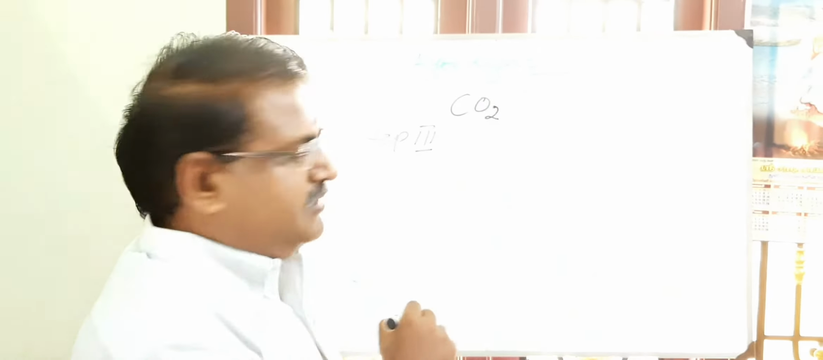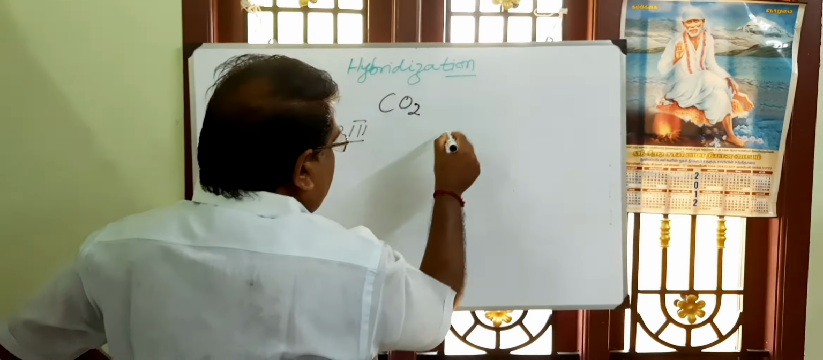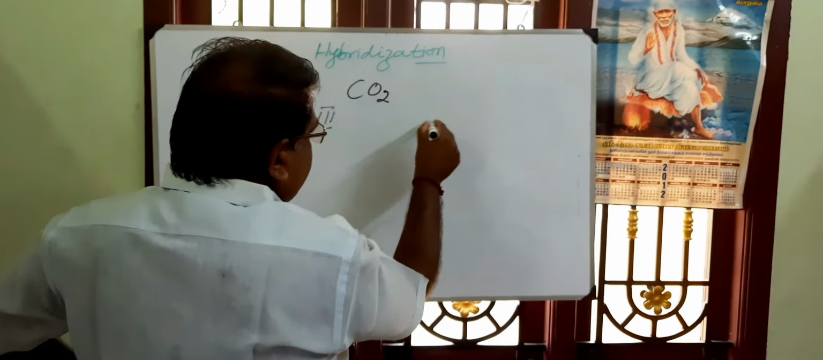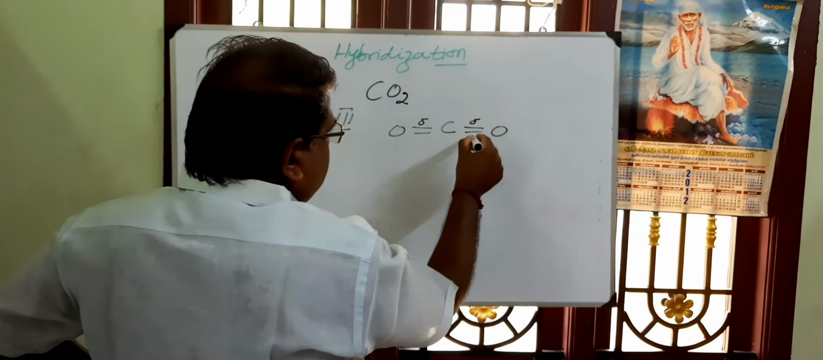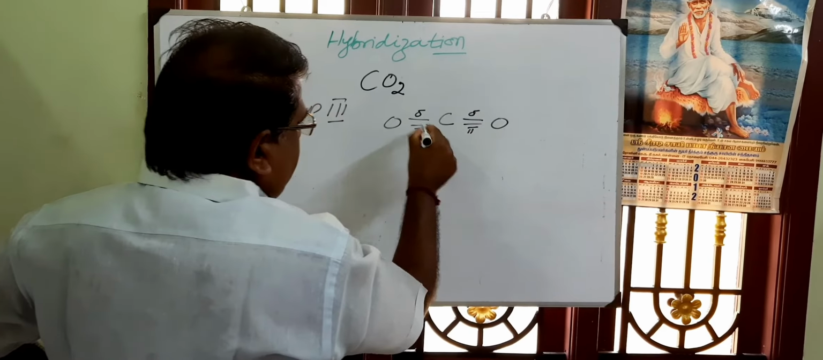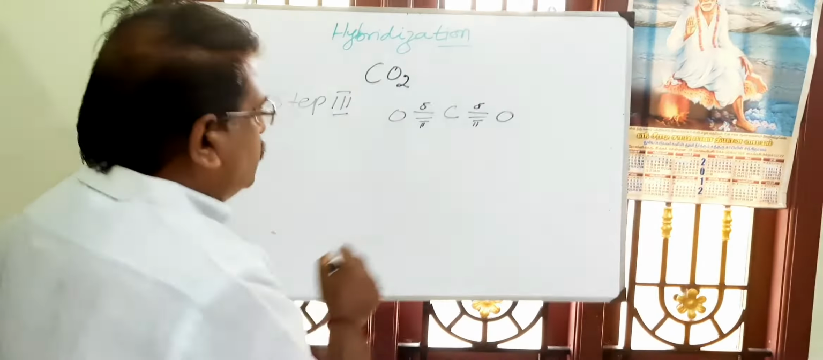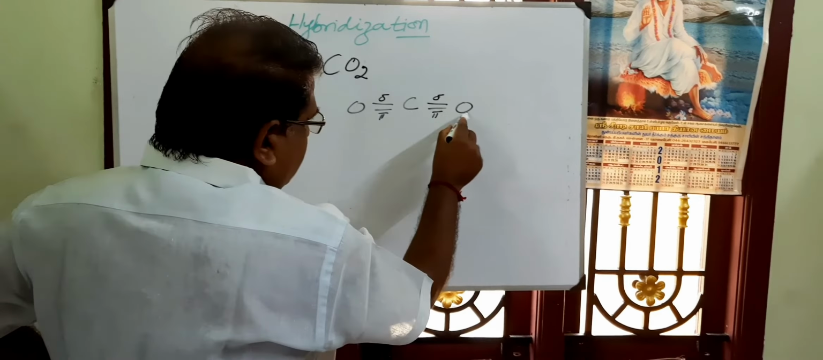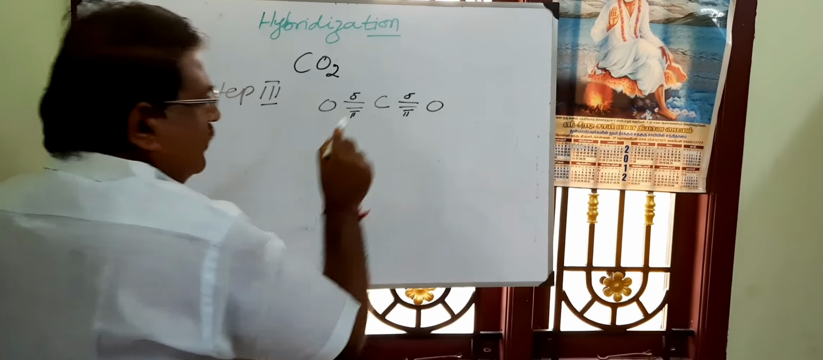Step 3, the hybridization state of carbon. The molecular structure of carbon dioxide is C double bond O, double bond O. So this is a sigma bond, this is a sigma bond, this is a pi bond, this is a pi bond. So carbon has 2 sigma bonds and 2 pi bonds. This oxygen has 1 sigma bond and 1 pi bond. Similarly, this oxygen has 1 sigma bond and 1 pi bond.